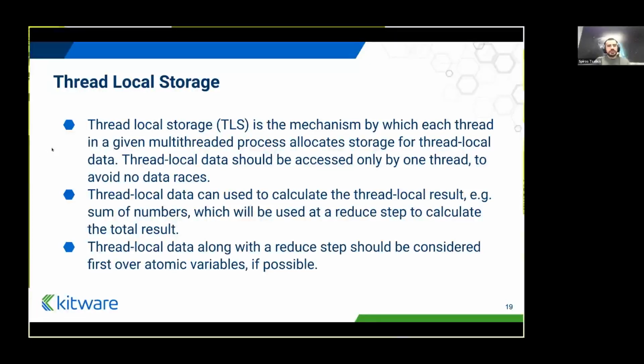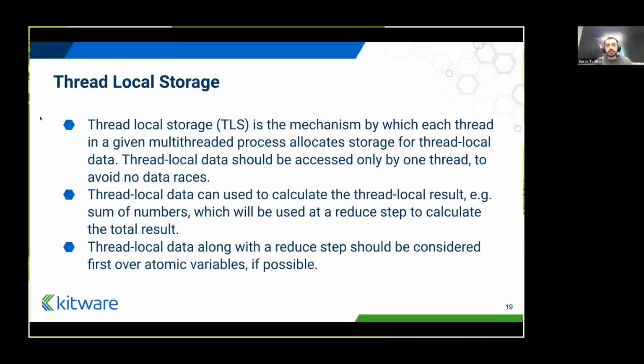So yeah, we're going to start with some extra parallel primitives, which is thread local storage. Basically, thread local storage is a mechanism by which each thread in a multi-threaded process has storage only for that thread, and this data should only be accessed by one thread to avoid data races. So one thread can have, for example, an array, and the other threads should not access that array. Thread local data can be used to calculate thread local results and then sum them in a reduction step.